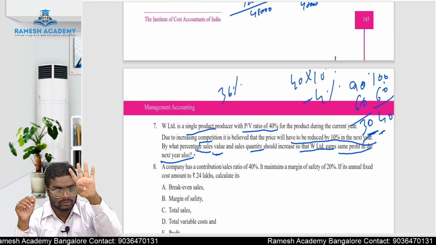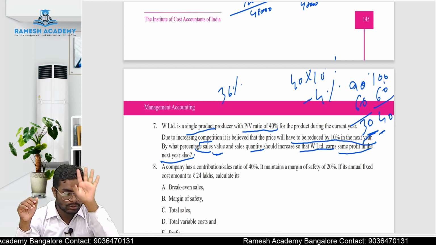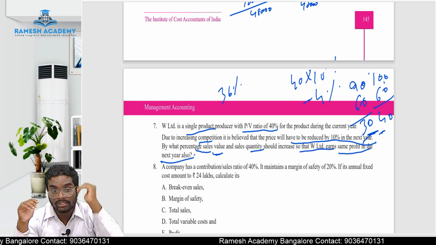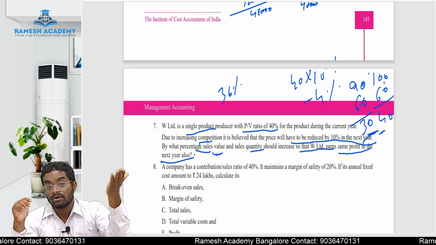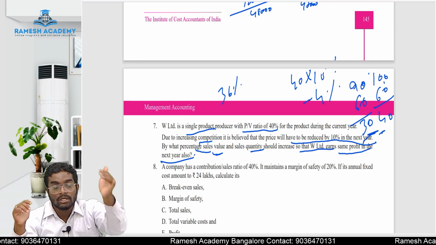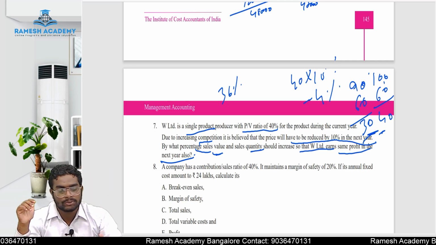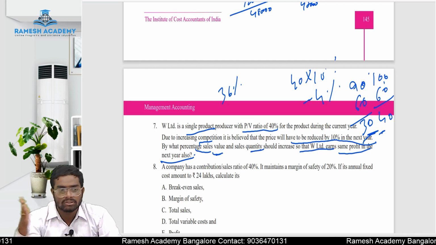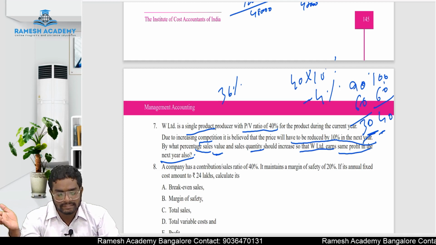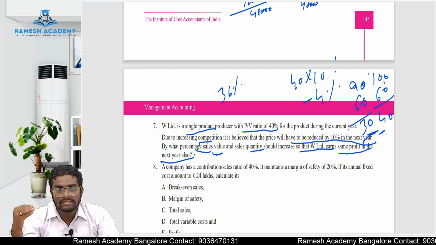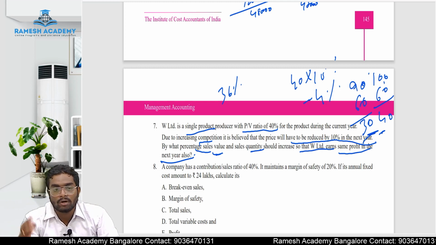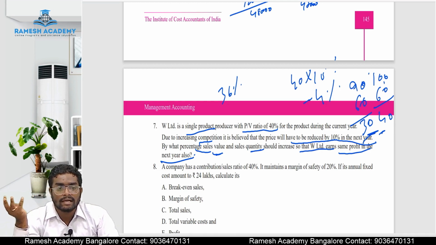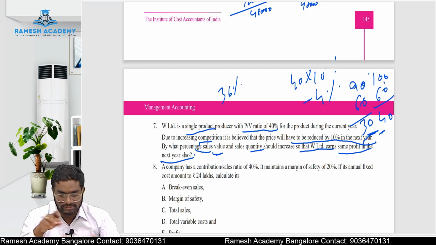So now the actual PV ratio is 40%. It is reduced by 10% because the sales quantity or the sales price is reduced by 10%. So automatically your contribution will be reduced by 10%, from 40 to 36. So that is the reason, in order to make the same contribution, you have to increase it by 10%. So that is the thing.